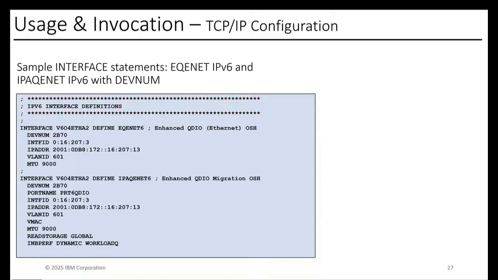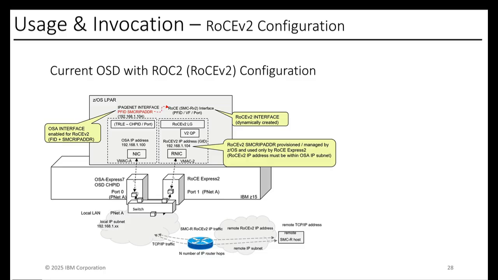And this is just for completeness, showing you an EQENet6 interface statement, the new modern EQENet6 interface, as compared to a migration case for IPAQENET6. Very similar, just here for completeness. Okay, so now we'll go into the converged port and how SMC-R and RoCE v2 work today.